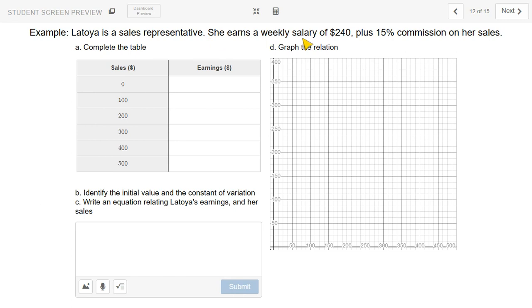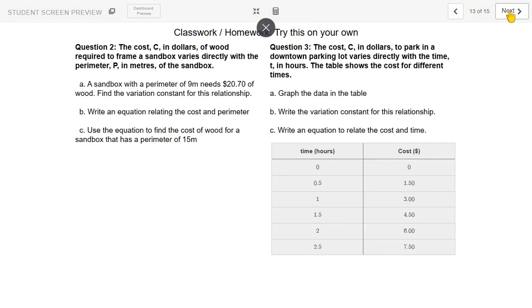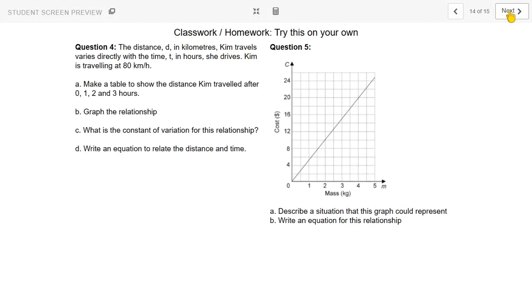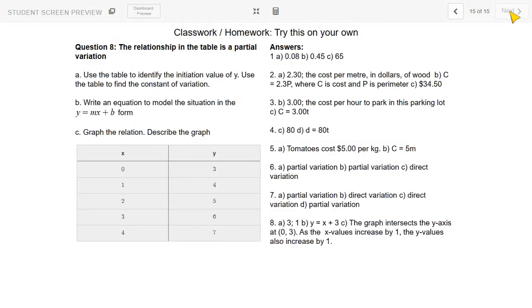Just to give you a heads up, when I have a commission, this means I have 15% on the total number of sales. Now remember, if I have 15% of the sales, I'm going to do 0.15 times the sales. More homework questions for you to try, and that's it.